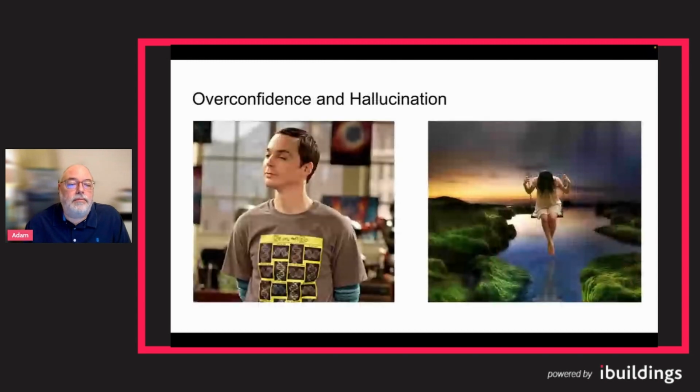Overconfidence and hallucination. So LLMs are very confident, especially ChatGPT, even when it has the wrong answer. And it will return answers that are seemingly correct. They look correct, but if you actually double check and look into what the answer was, it's completely wrong. And that's a common occurrence.